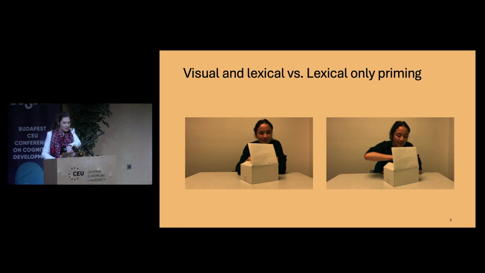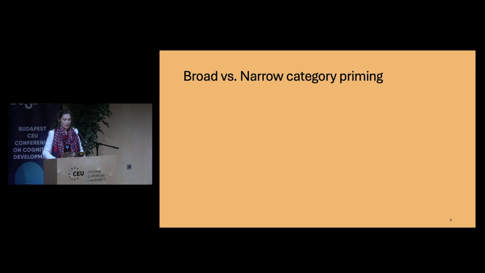Okay, so you got the idea. So in the second condition, she just never shows the objects that she has in there, but she labels them. Now, broad versus narrow category priming, here is a couple of examples.